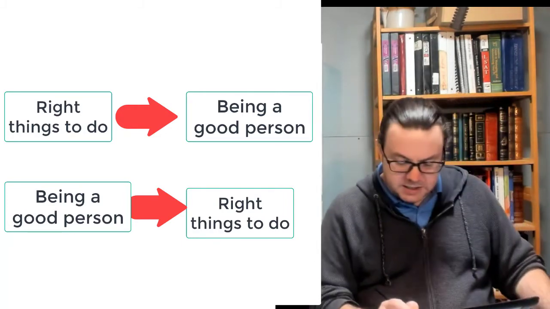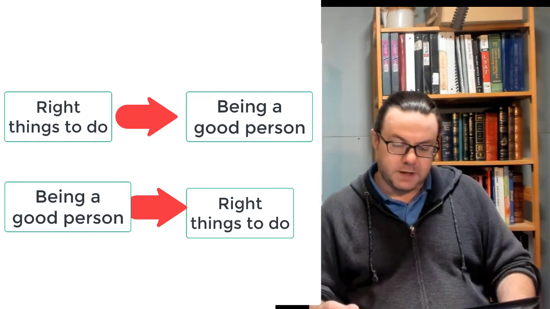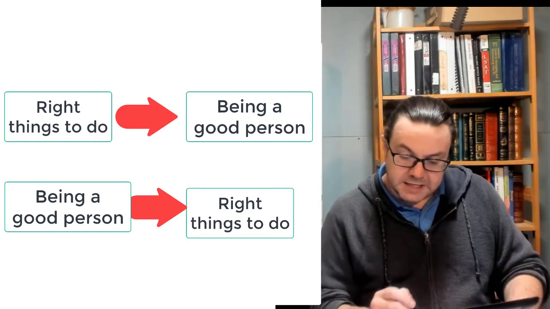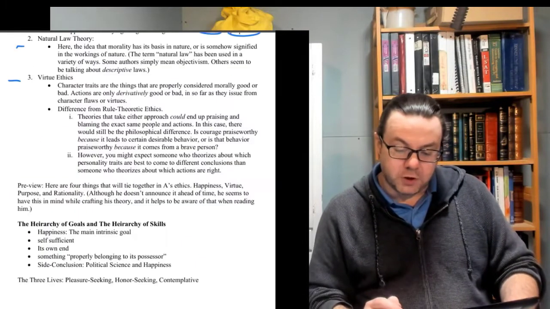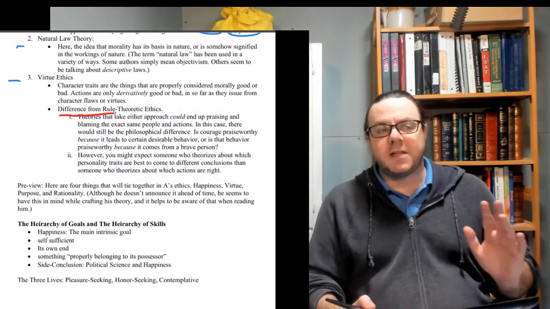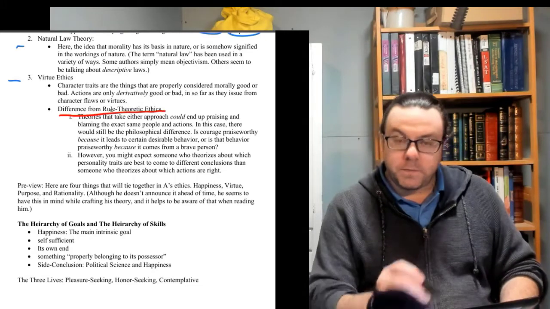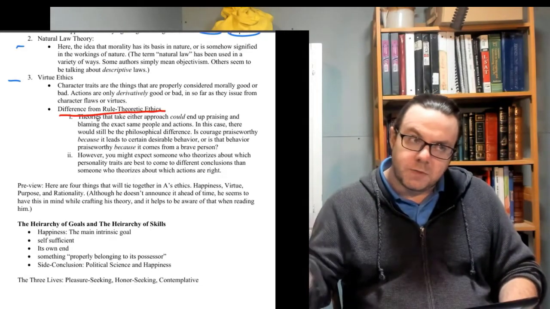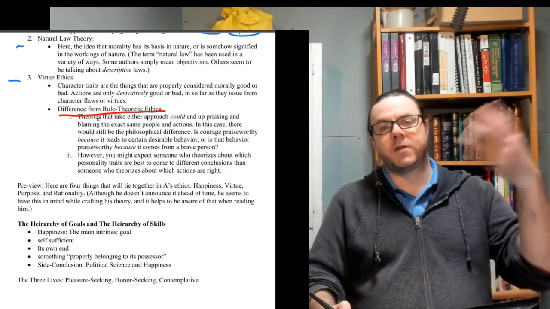So in any case, Aristotle falls into the camp of virtue ethics. So that's at least theoretically different from Mill and Kant, who come up with these rules.